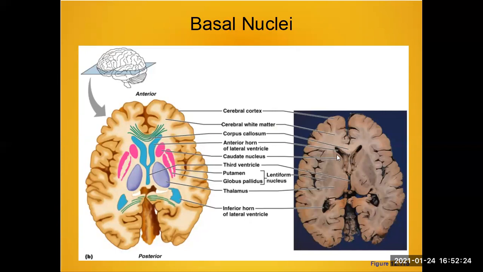Basal nuclei contains caudate nucleus, lentiform nucleus, claustrum. You can see lateral ventricle, horns of the lateral ventricle, cerebral cortex, and cerebral white matter.